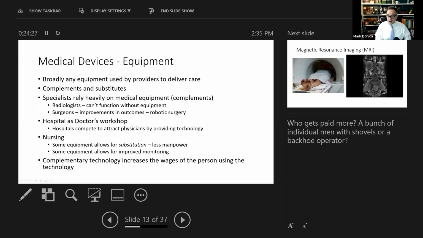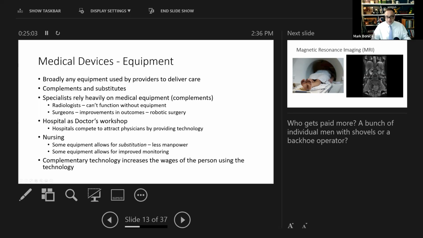So, for example, a radiologist. What is a radiologist without an X-ray machine or an MRI or an ultrasound or something that allows them to get an image? Well, that's basically what they do for a living. They use imaging technology to see inside your body without opening you up. And if you don't have an MRI or you don't have an X-ray, what's a radiologist good for? Not much. I'm sure they're excellent conversationalists, but that's about all they can do.